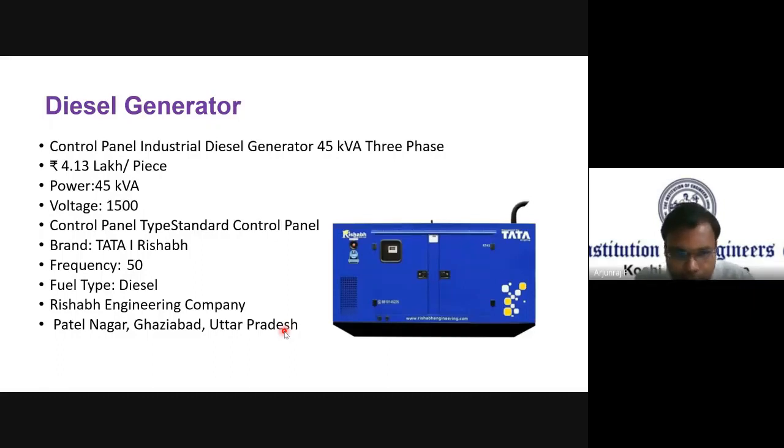And the diesel generator, the brand name of Tata. They also have dealers in UP, and they manufacture this diesel generator with a control panel having a maximum power of 45 kilovolt-ampere. It's a three-phase one, and each piece costs 4.13 lakh, and the voltage is going to be 1500 volts, and the frequency is going to be 50 hertz.